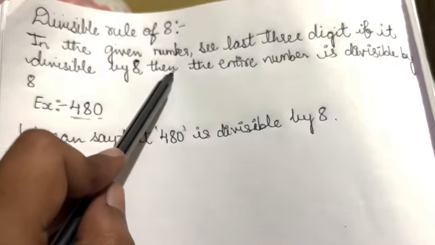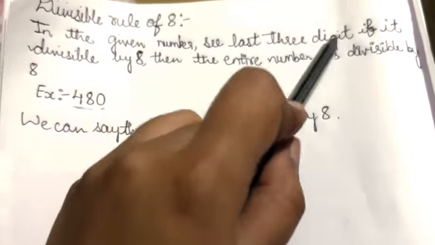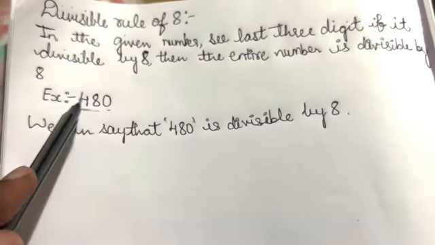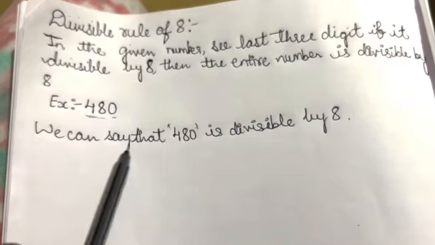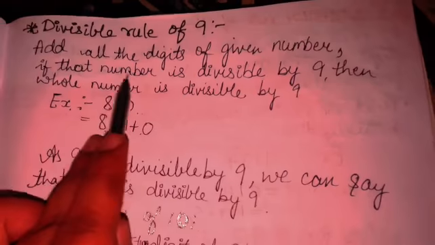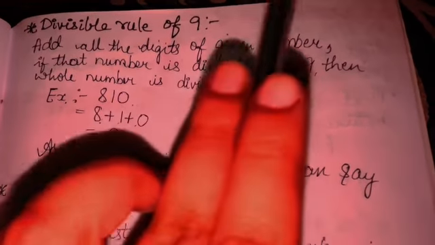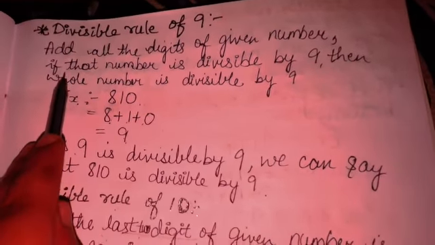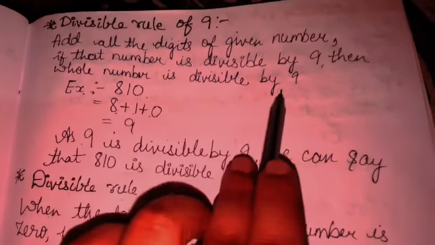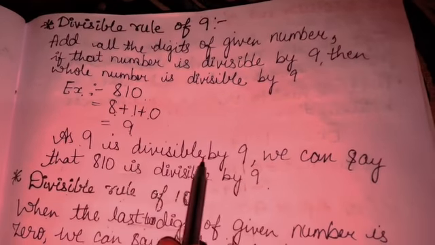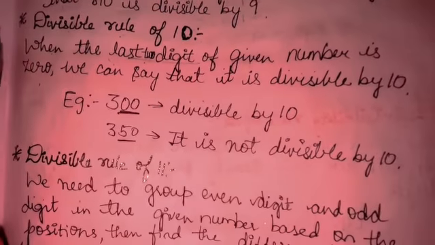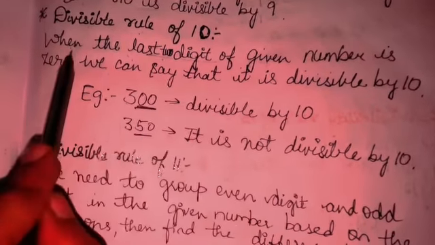Divisibility rule of 8: in the given number, see the last 2 or 3 digits. If they are divisible by 8, then the entire number is divisible by 8. You can take any example. The divisibility rule of 9: add all the digits of the given number. If the sum is divisible by 9, then the given number is also divisible by 9. This rule is similar to the rule for 3. Divisibility rule of 10: now let us see what it is.